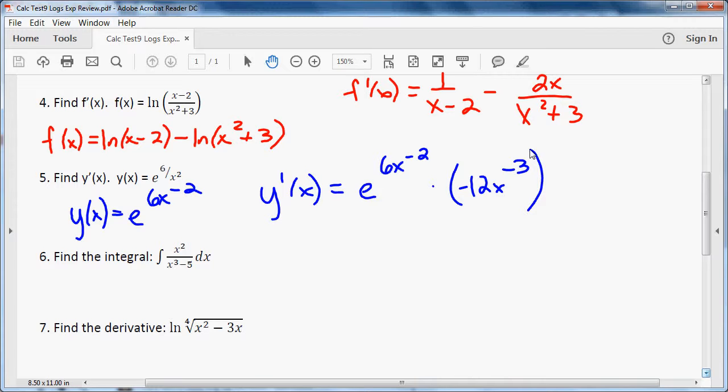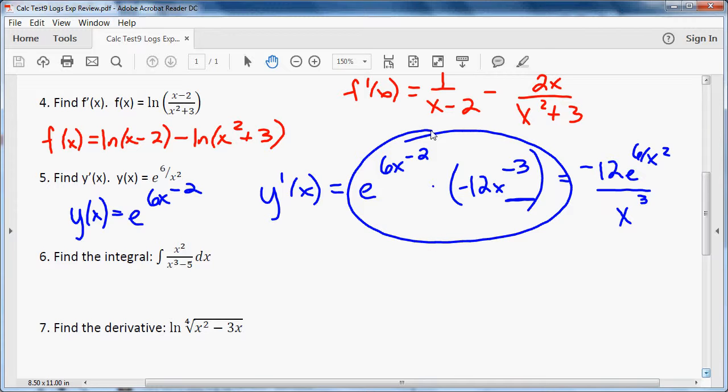Number 6, find the integral. We're going to go with u substitution. When there's a denominator, that's generally the right choice for u. So u will be x cubed minus 5. The derivative of that will be 3x squared dx. To match the x squared dx we have right there, we'll divide both sides by 3.